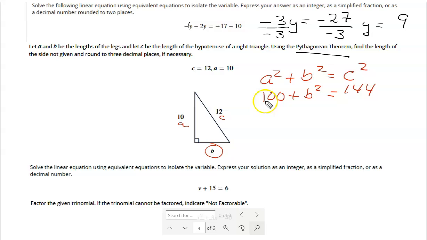We don't know what b squared is, but c squared is 144. So we're going to transpose the 100. On this side it becomes a negative 100, or subtract 100 from both sides. We get b squared equals 44. Now, when we take the square root of this side, we're left with b, and then the square root of this side, we get the square root of 44.